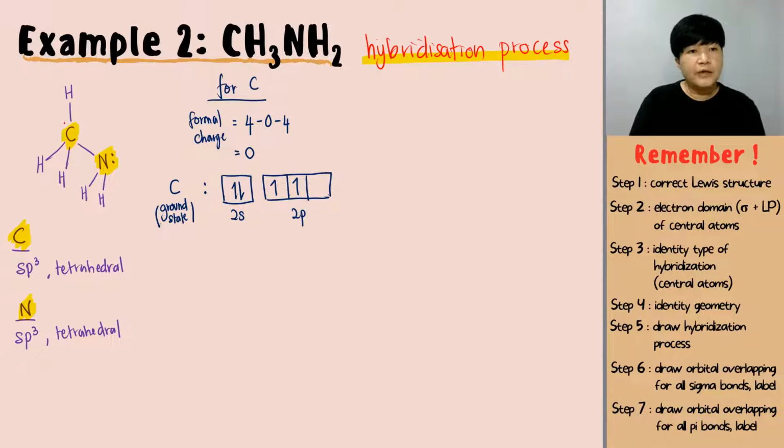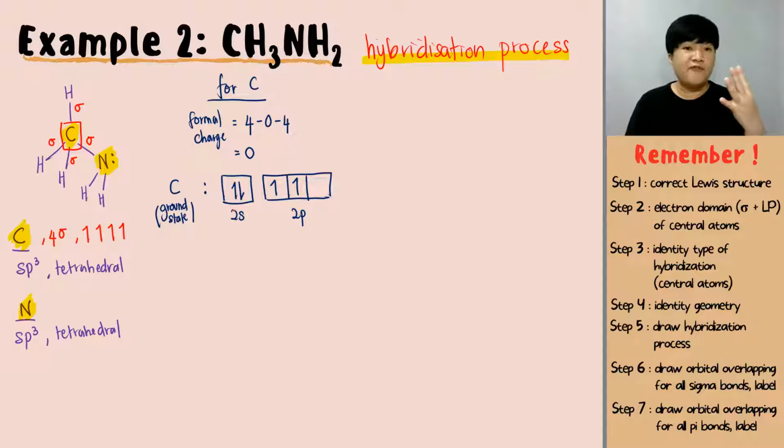Take a quick look at your central atom carbon. It has no lone pair, no pi bond, only 4 sigma bonds. Since carbon has 4 sigma bonds, we need 4 single unpaired electrons. Looking at the ground state of carbon, we have a pair of electrons and 2 single electrons with an empty 2p orbital. So what do we do to achieve the 4 single electrons? Simple. One of the electrons in the 2s will be excited into the 2p.